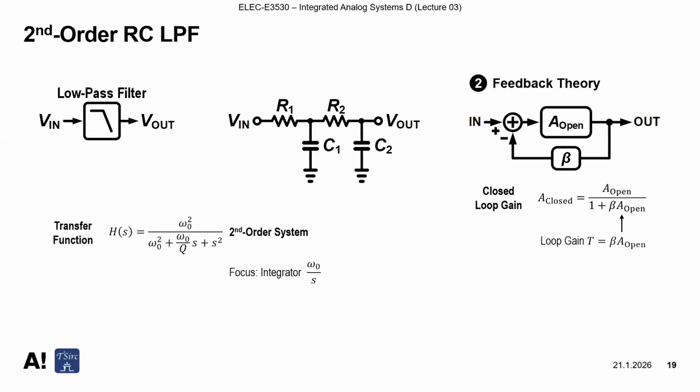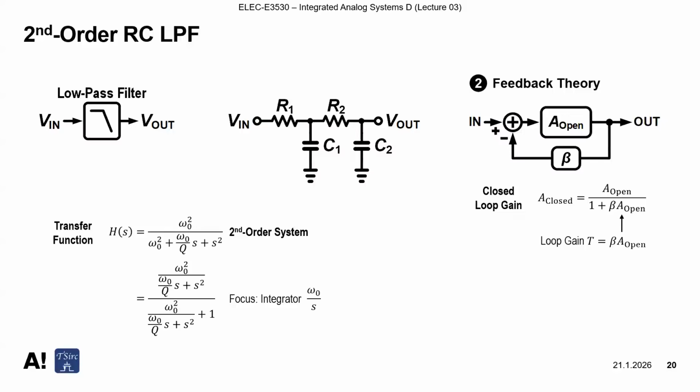Then we will focus on the integrator when we rearrange this equation to derive the feedback theory and the feedback diagram formula. Then maybe we can arrange this equation into a different formation by focusing on the integrator. Because the integrator has an omega 0 over s form, and our numerator, the open loop gain, should correspond to the numerator part.